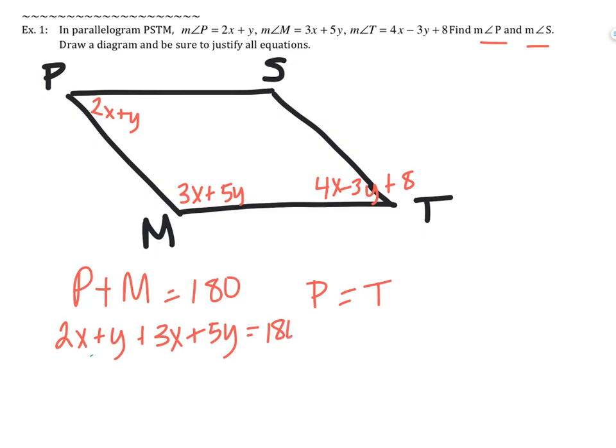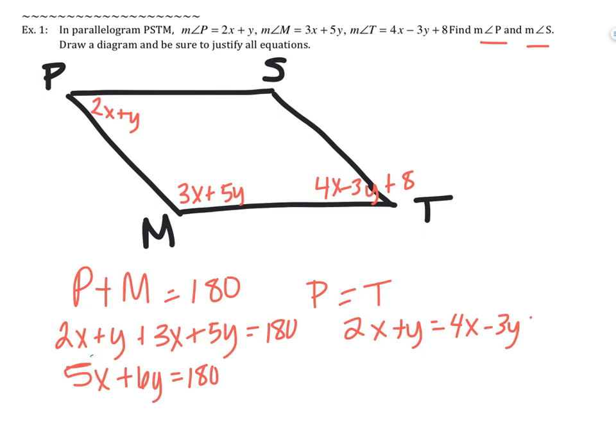So obviously I knew that I needed two equations because I've got two variables going on here. So I got 5x plus 6y equals 180. Gonna leave that like that. And I got 2x plus y equals 4x minus 3y plus 8. Negative 2x plus 4y equals 8.